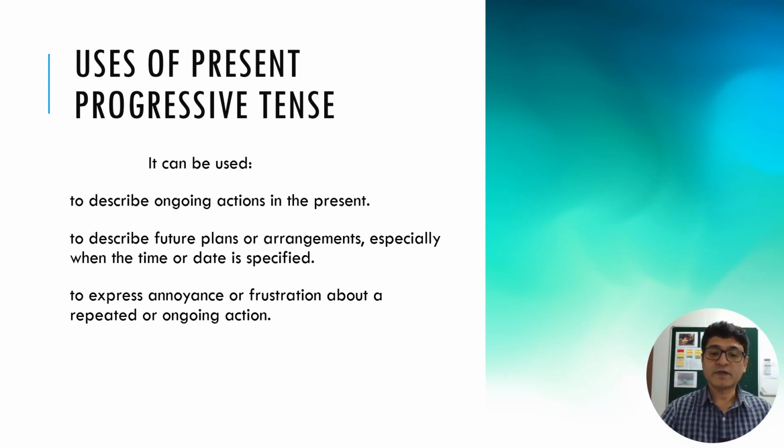It's also used for expressing annoyance or frustration about repeated or ongoing actions. For example, if there is somebody who does something that annoys you and he does it constantly, you use this tense to express that. But remember, we'll be using an adverb of frequency to show annoyance. Now, what are adverbs of frequency? Adverbs of frequency express how often things happen. So words like still, constantly, always will be used to express annoyance.